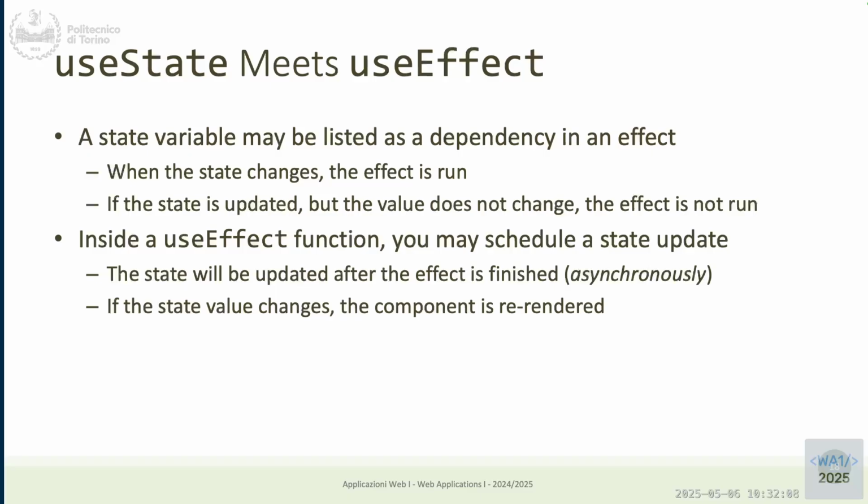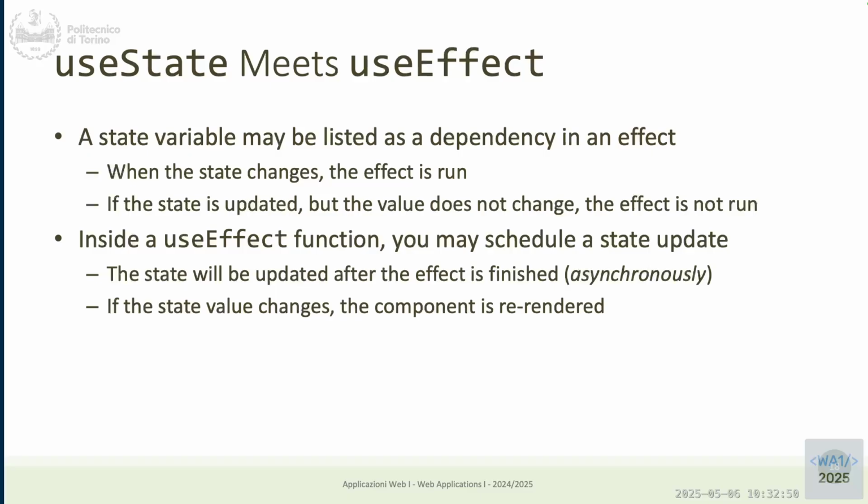How do effects and states interact with each other? Okay, so from one side, state variables can be, or properties, that normally a property comes from a state variable above, so actually a state variable can be in the dependencies of a hook, of an effect. Okay, so a change in the state may trigger an effect. And the other way around, inside the body of an effect, we can change some states.